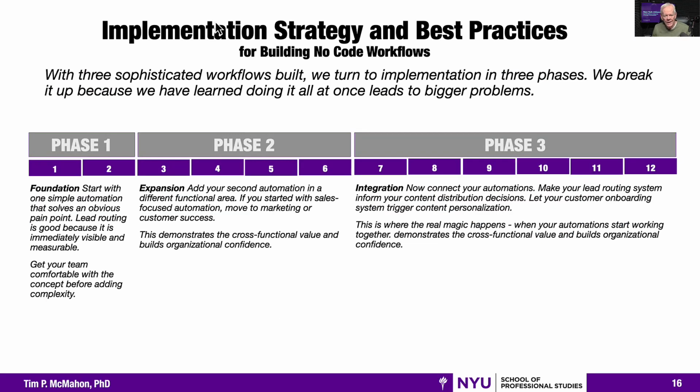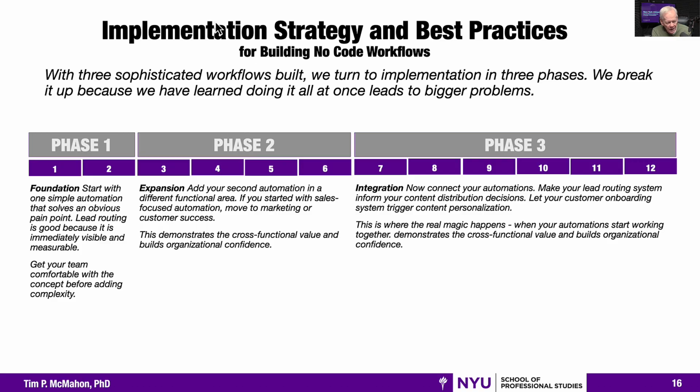Okay, so what we have now is the implementation strategy and best practices. This is for the 3 sophisticated workflows we've built. If we look at phase 1, that's the foundation. 2 weeks usually. Start with one simple automation that involves an obvious pain point that the company is having. Lead routing is good. That's a good place to start. Lead routing, because it is immediately visible and measurable, and leads are very important that we capture them quickly and get them into action points.